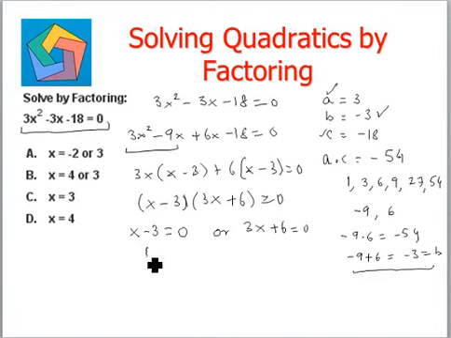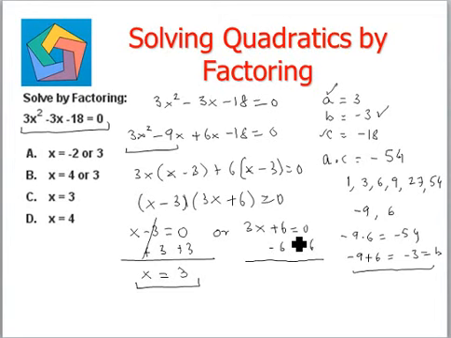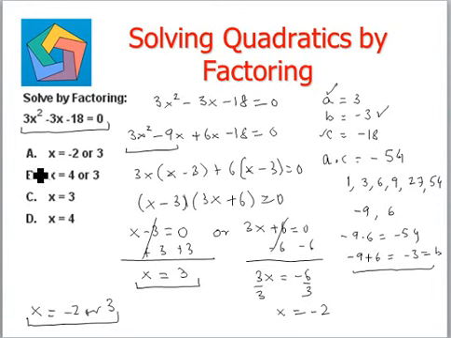So from here we add 3 to both sides. X equals 0 plus 3 is 3. So from here we subtract 6 from both sides. 3x equals negative 6. And from here we divide by 3 on both sides, and we get x equals negative 2. So our final answer is x equals negative 2 or x equals 3. This is the final answer and can be seen in option A.